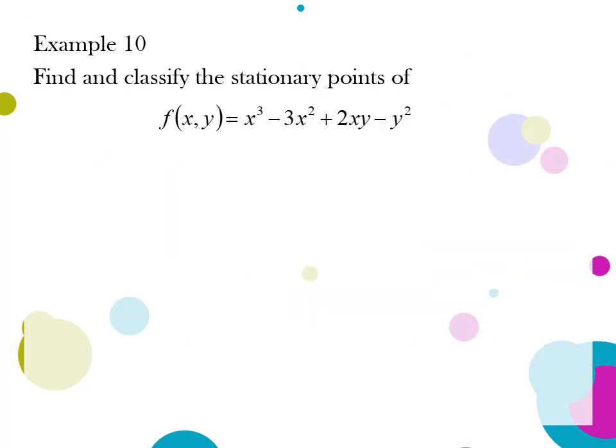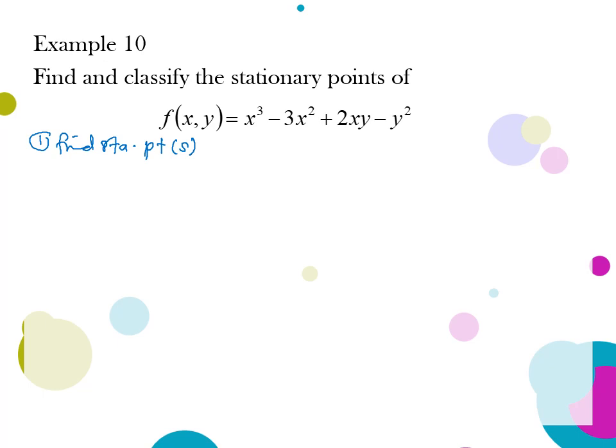Okay, let us look at the example to find and to classify the stationary point. So now you have a function here where this function is depending on two independent variables x and y. Remember, first step, find the stationary point or points. So it depends on your function.